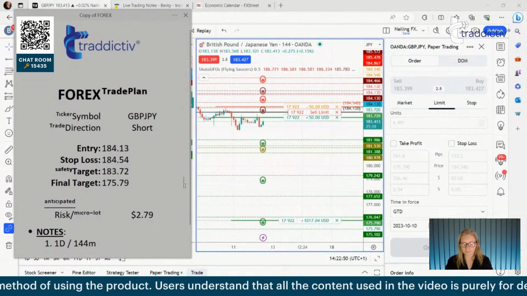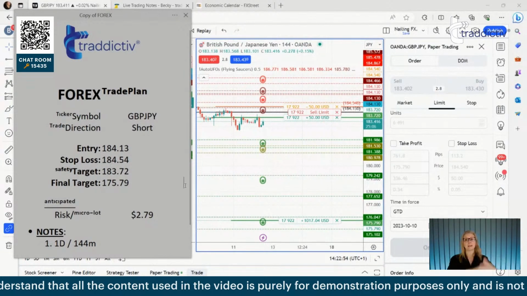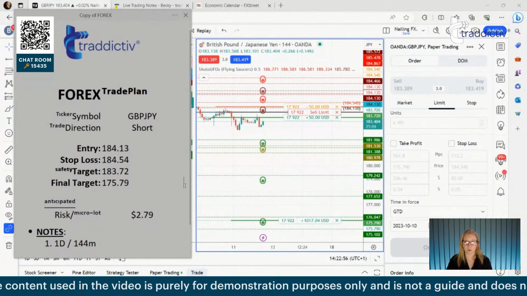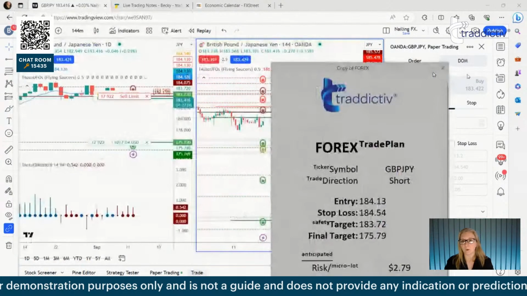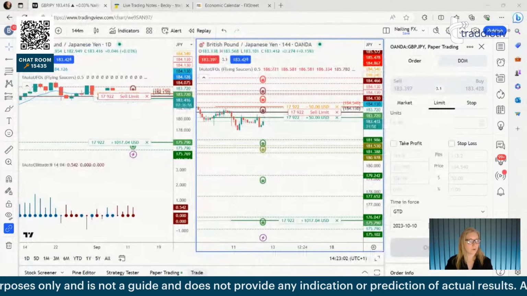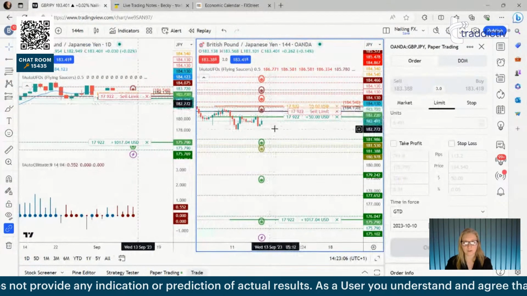Obviously, if you're watching recorded, then you've got it there. You can pause it, go and look and see if the trade is still valid at the time that you're watching. Does it fit your trade plan or not? What we'll do now, let's just move this out of the way for now.